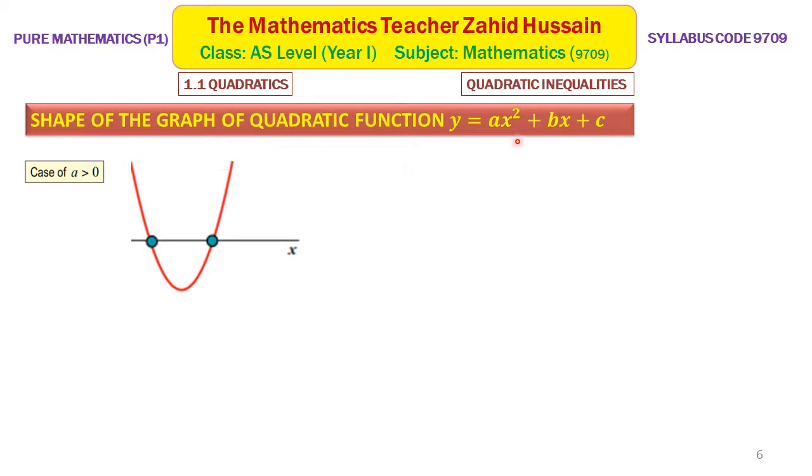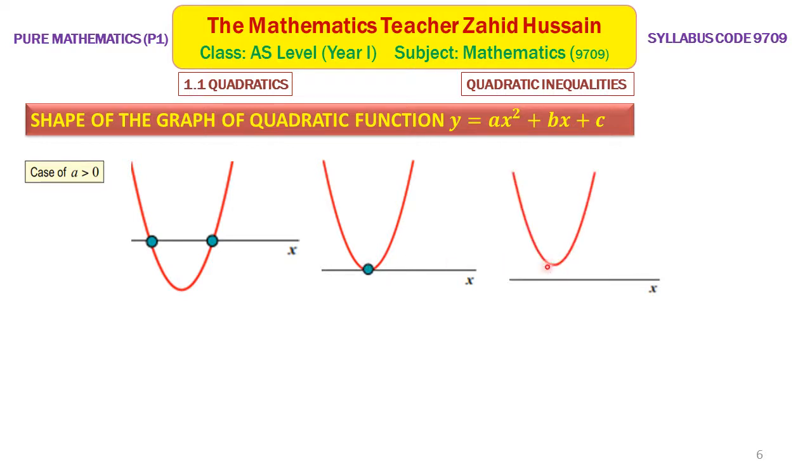The graph may cut x-axis at 2 points like this. The graph may cut x-axis at only 1 point, or graph may not cut x-axis. This is the case when there is no real solution. When you solve the quadratic equation by using quadratic formula, and if under the square root sign there is a negative number, so we say that there is no real root. In that case, parabola will not cut x-axis.